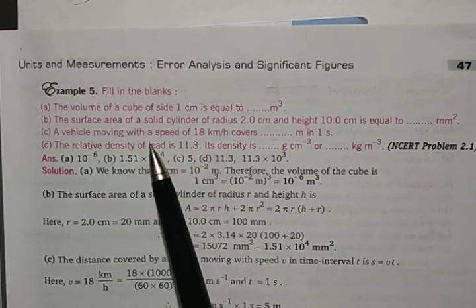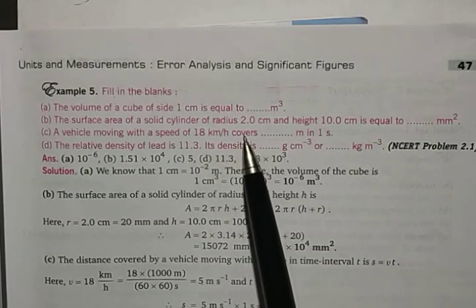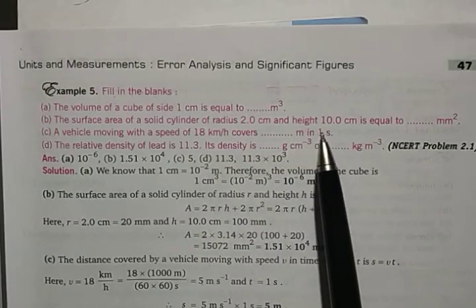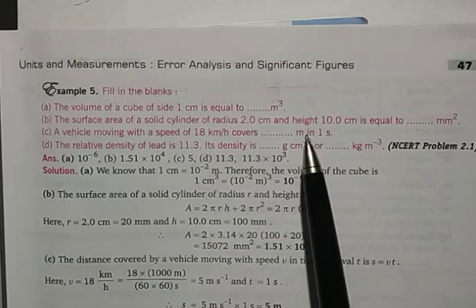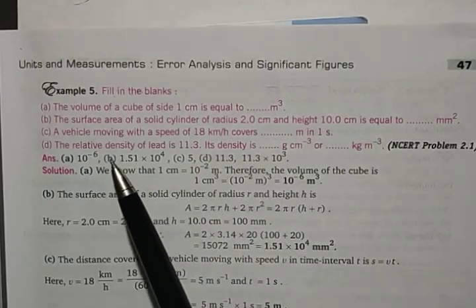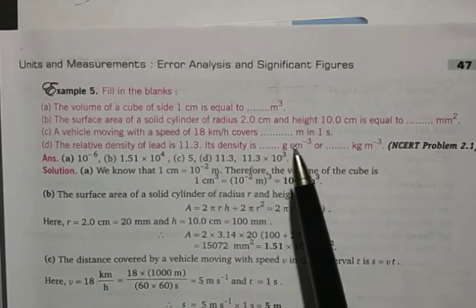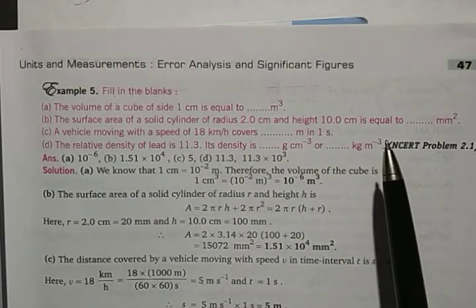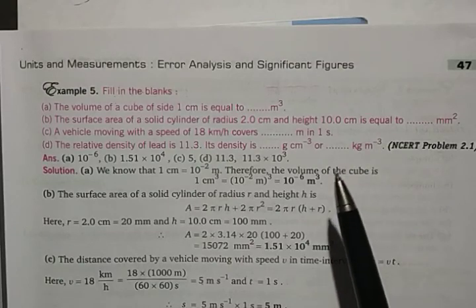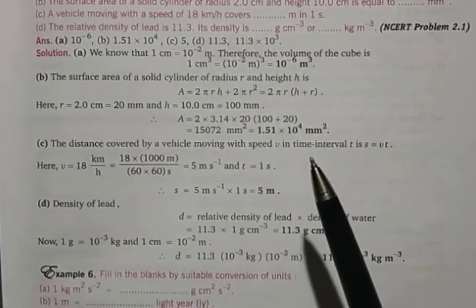It is given here as a vehicle moving with a speed of 18 km per hour. Convert this into meters in 1 second. So meter per second you need to calculate. You already know this one, so you can calculate this. Relative density is given here as 11.3 and its density in gram per centimeter cube or kg per meter cube is asked. You know these calculations, you can do it yourself. So we'll move to the next question here.